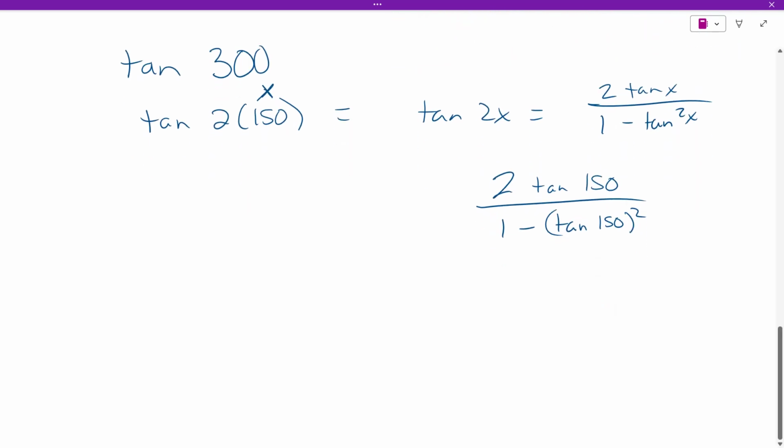Now, does anybody know the tangent of 150 off the top of your head? Tangent of 150 is in second quadrant, 30 degrees above the 180 horizontal line. So it's going to be one of those fraction ones that they hate dealing with. So the tangent of 150 is square root of 3 over 3, and it's going to be negative.